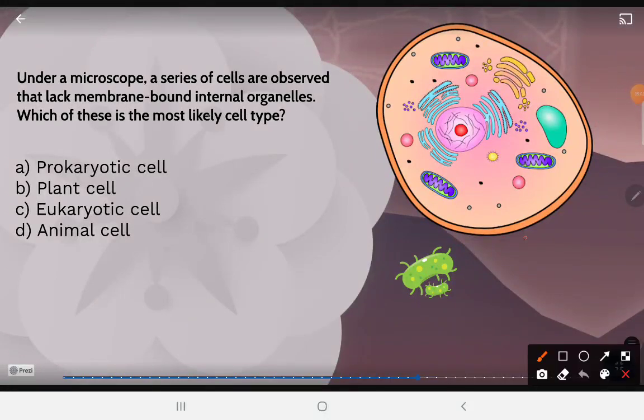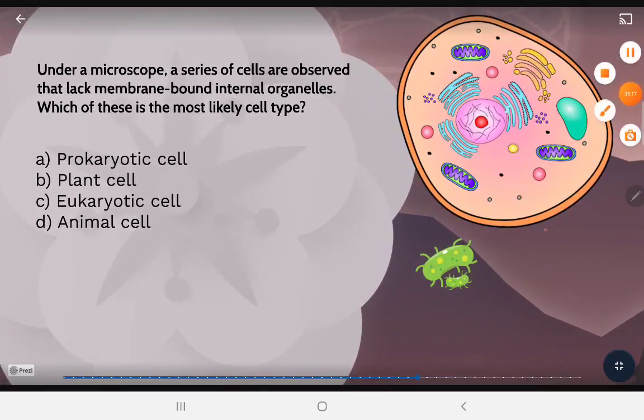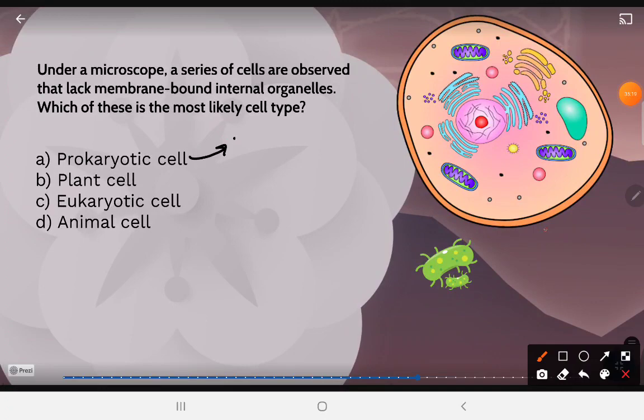And the one that is going to lack the membrane-bound organelles is going to be the prokaryotic cell, of which you should remember there are two. There's bacteria, and there is archaea, sometimes called archaebacteria.